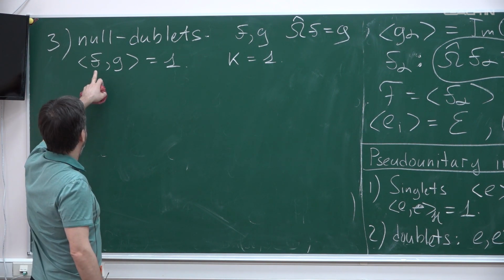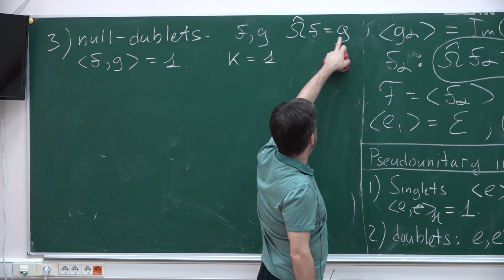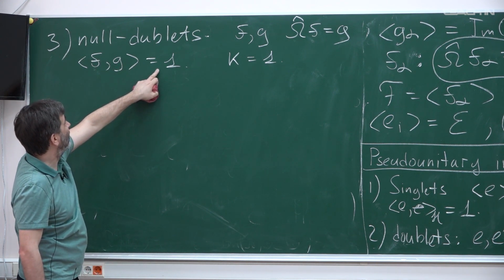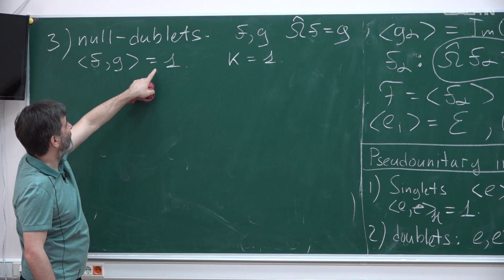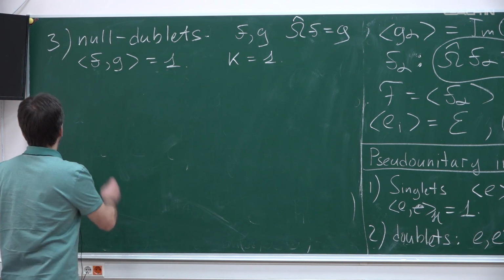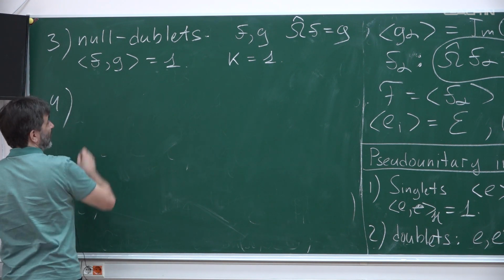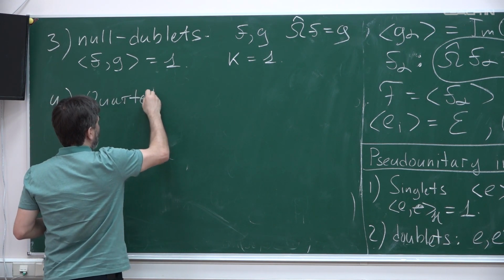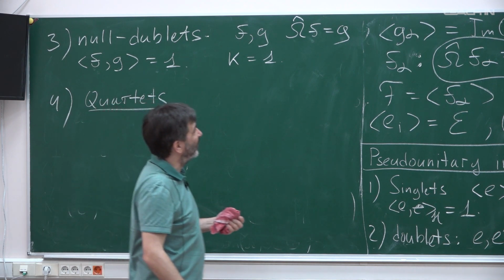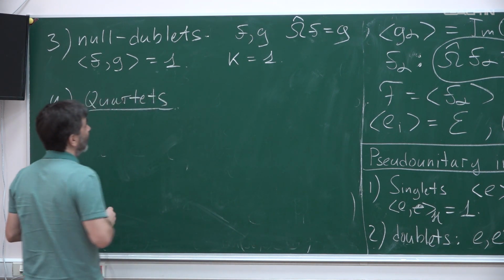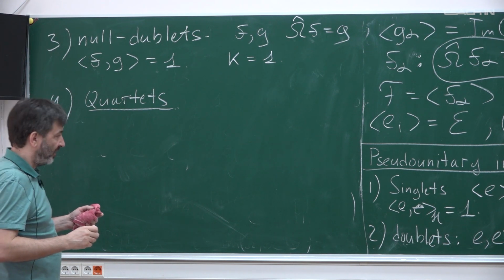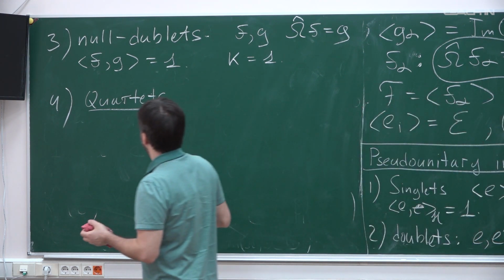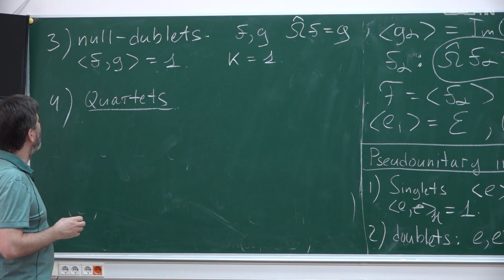Because omega on F gives G, the difference in Gauss degree is 1. In order to produce something non-vanishing, we need the Gauss degree of the inner product to be 1. And finally, the most interesting one is the so-called quartets. That's what we really meet in many situations, including string theory. It even has a name, the quartet mechanism, for how the degrees of freedom are found in the quantized string.